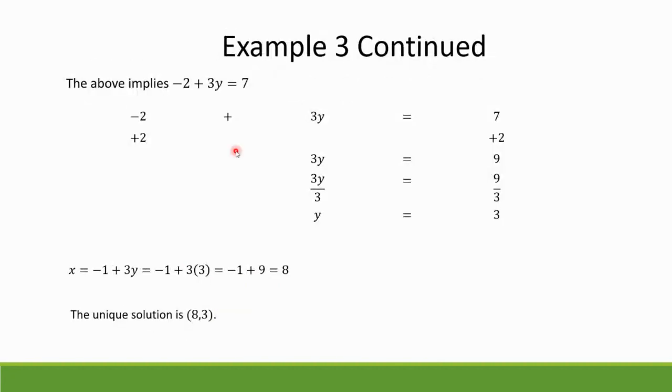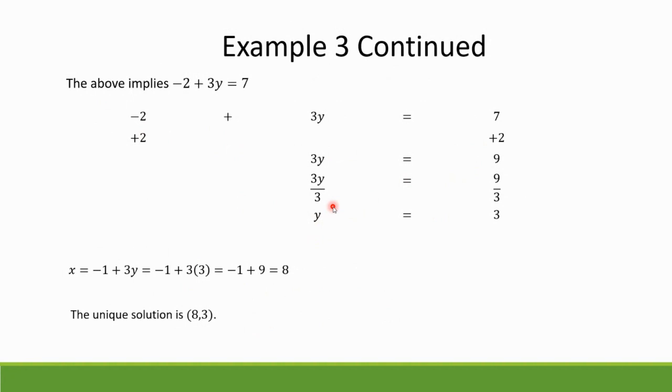So we have to solve this equation now. We solve it for y. And as you can see, we can add 2 to both sides. 3y we get then is 9. Well, if 3y happens to be 9, we just divide by 3 on both sides to get y equals 3.